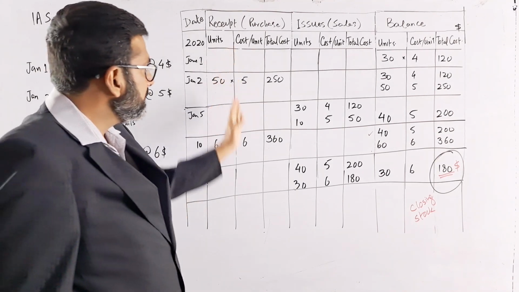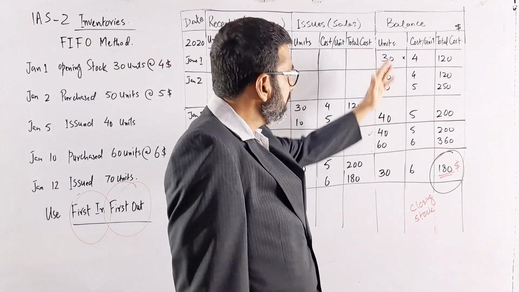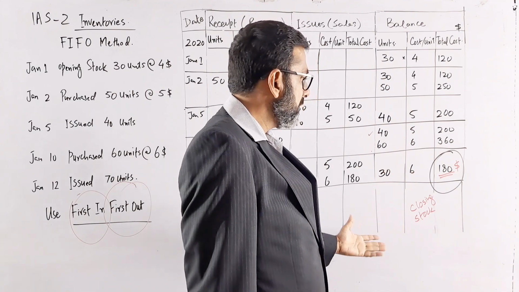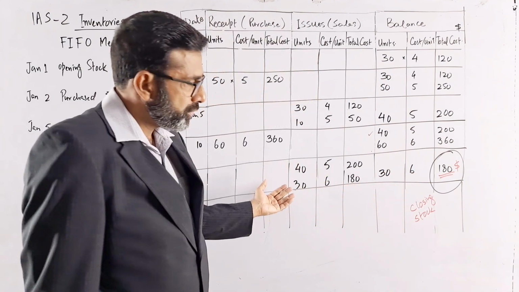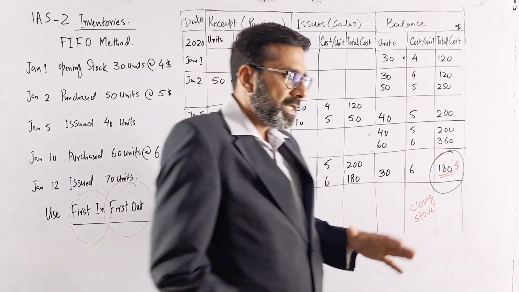So all the receipts are here, all the issues are there, and the balance after every transaction is there. What we have to do is consider that there may be some units issued, some receipts. So this is the basic concept.